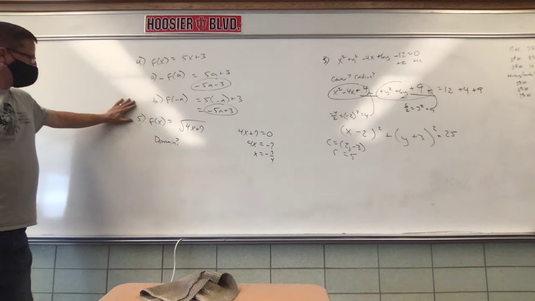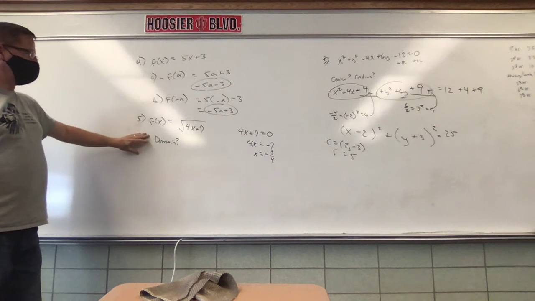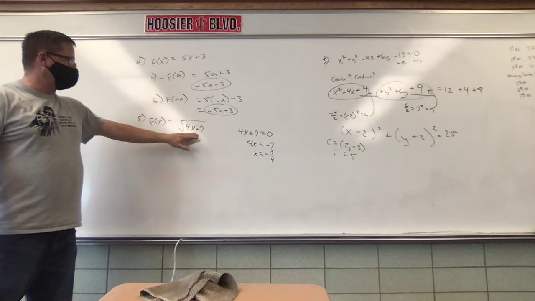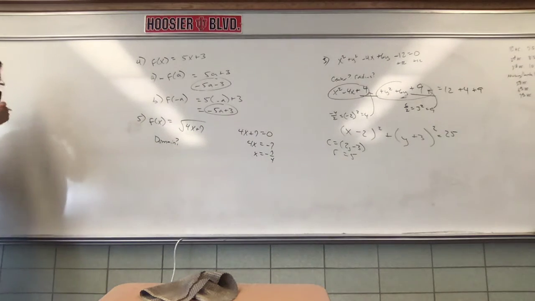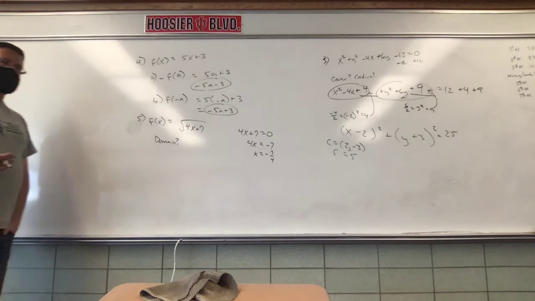Question number 5, again, I'm going to give you a function, ask you for the domain. We find out what makes 0. I set it equal to 0. If I do that, we get negative 7/4, okay? We're not done with this yet. All right, so if I plug in negative 7/4, we get 0.